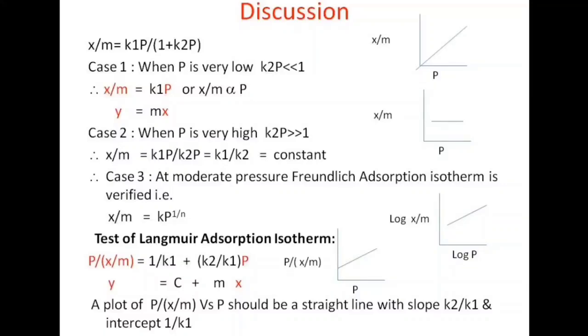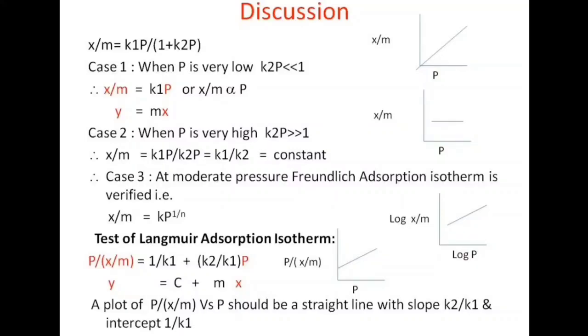Then case number 3, at moderate pressure. At moderate pressure, the Freundlich adsorption isotherm is verified. That means x by m is equal to k into P raised to power 1 by n. By taking logarithm on both sides and solving, we get log x by m equal to log k plus 1 upon n into log P. That means if a graph is plotted between log x by m on the y-axis and log P on the x-axis, we get a straight line. That means the Freundlich adsorption isotherm is verified only at moderate pressure.